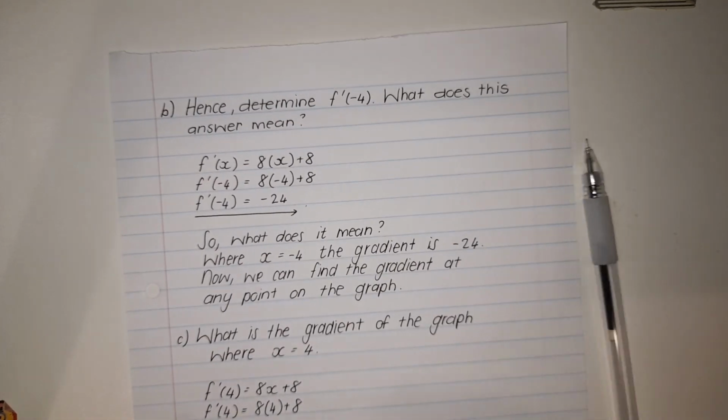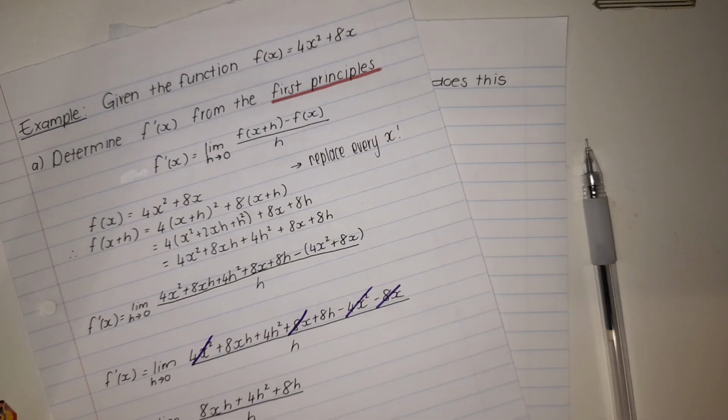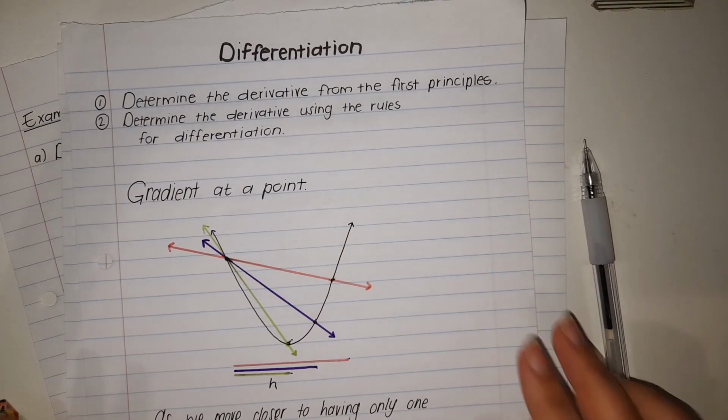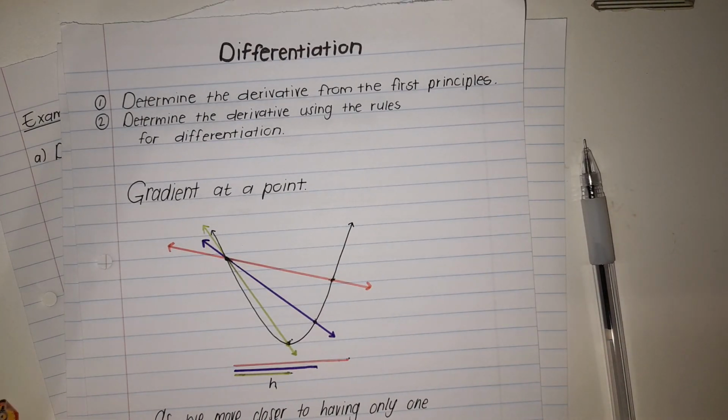And that is how we get our gradients at a point. And that is also differentiation from our first principles. Again, that is the knowledge from our limits and from our average gradient, now squeezed everything into one to give me my gradient at a point.